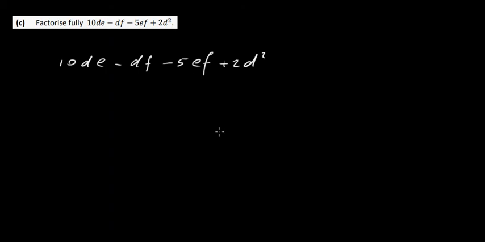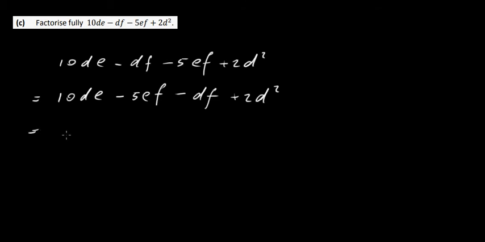Now, what we normally do in this situation is just move the terms around. So I'm going to switch these two terms around. I'm going to take the 10DE first, then write down the minus 5EF, then minus DF, and then plus 2D squared. All I've done is just switch these two around. Now I think you'll find they should factorize reasonably okay.